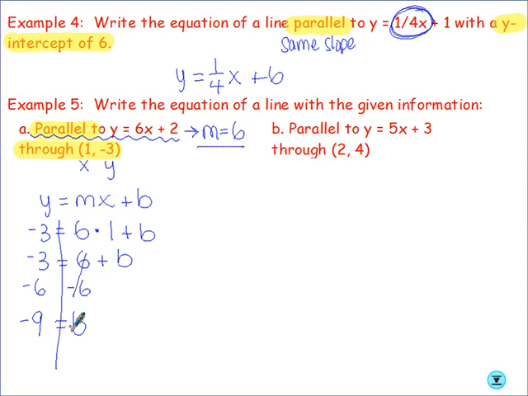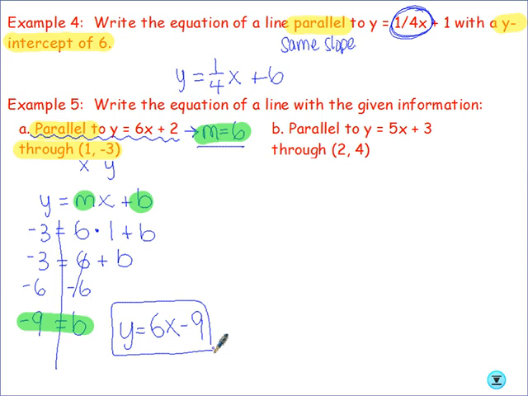We now have m, which is right here. We now have b right there, and they go there and there. Our final answer: y equals 6x minus 9, where m is 6 and b is -9. You just put it all together. Pause the video, try b on your own real quick.